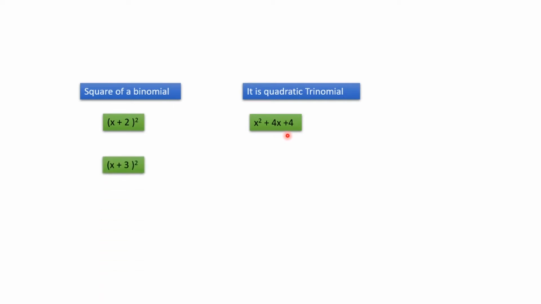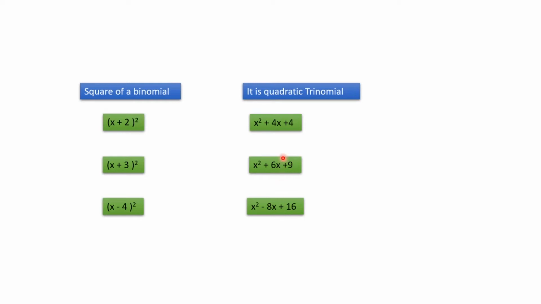And the next one, another binomial is there, so you can get the square of it. This is the answer. Now you can see the relation between these two. If you get the square of the binomial, that will be the quadratic trinomial. Now here the next case, x minus 4 squared, you can see here x squared minus 8x plus 16. This is also the square of a binomial. The final answer is a quadratic trinomial.